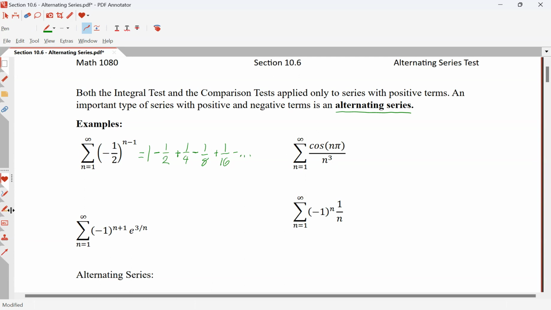Notice the signs switch back and forth. We have a positive, then a negative, then a positive, then a negative, then a positive, and it will keep that pattern. That is what we mean by an alternating series.